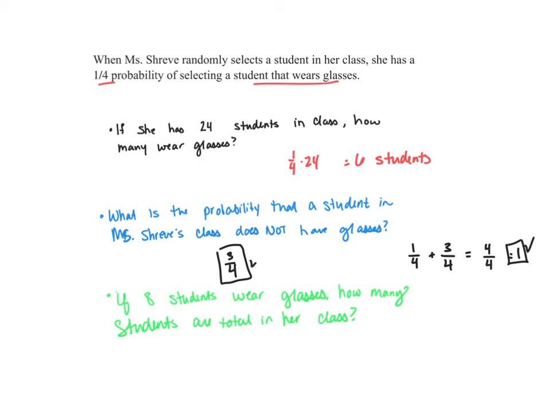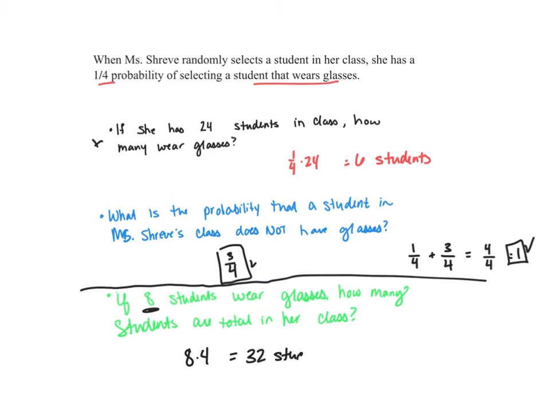Okay, new question. If 8 students wear glasses, how many students total are in her class? So this is different than the first one because I don't know how many students are in her class. So if 8 students are 1/4, that means I would need to take 8 times 4 to figure out how many students are total, which would give me a total of 32 students.